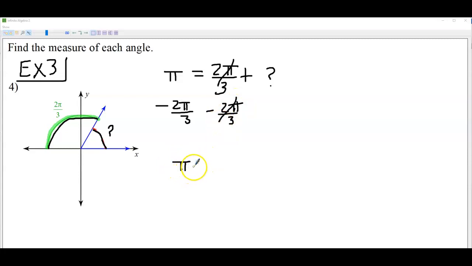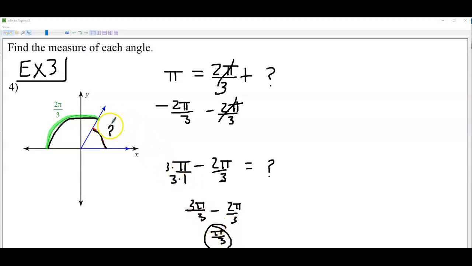So I've got pi minus 2 pi over 3. And once again, we need to find our common denominator because right now it's over 1, right? So I'm going to multiply the top and the bottom by 3 to get a common denominator. So I've got 3 pi over 3 minus 2 pi over 3. Combining these numerators, 3 pi minus 2 pi is 1 pi over 3. There's my final answer there. So this missing piece would be pi over 3.